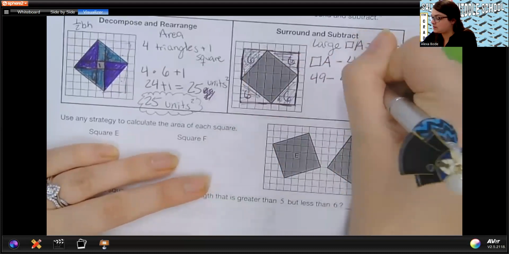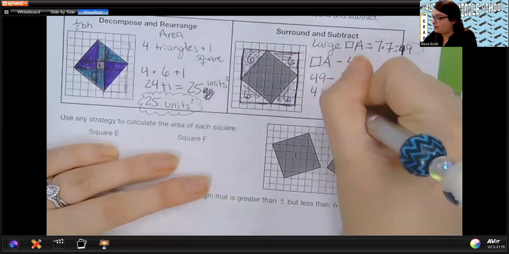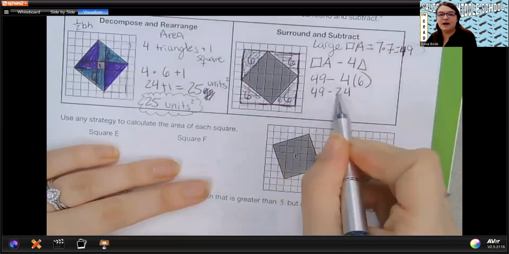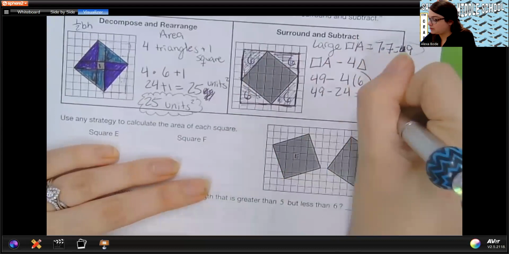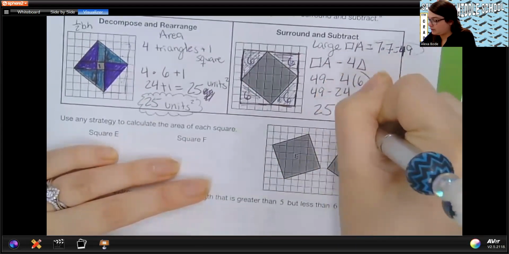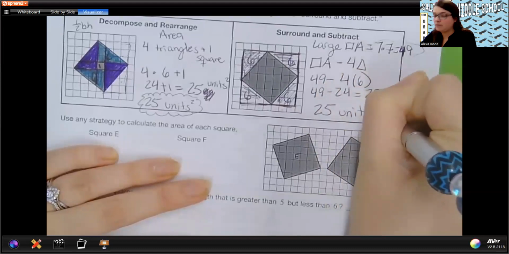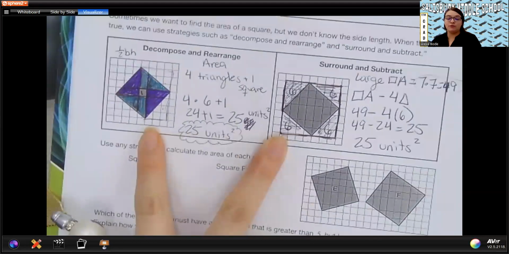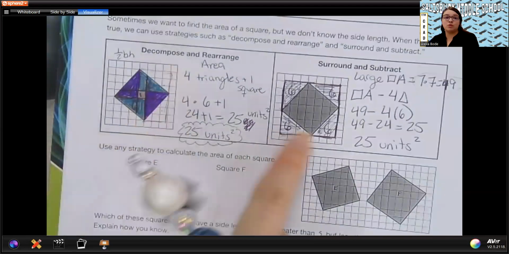4 times 6, or 49 minus 24. And 49 minus 24 equals 25 again. So we have 25 units squared. So those are the 2 ways that you guys can solve the tilted squares today.